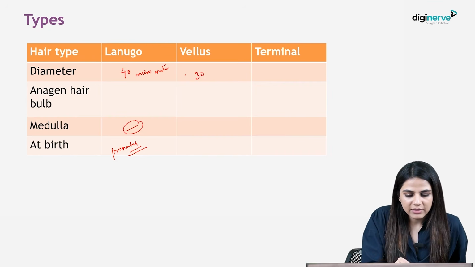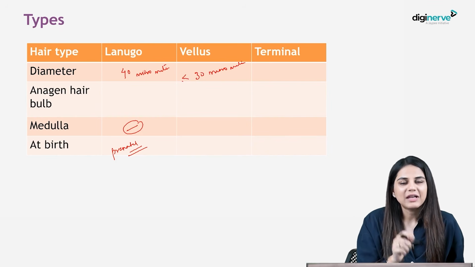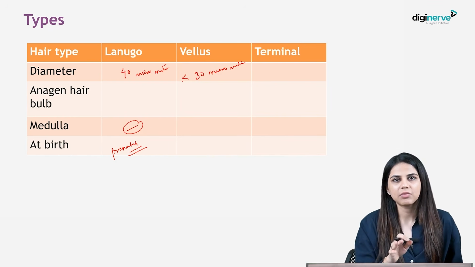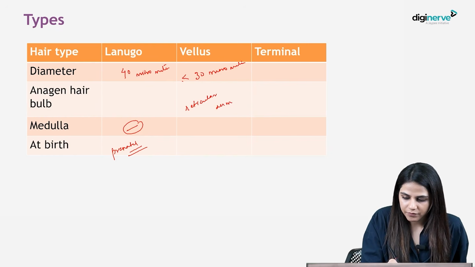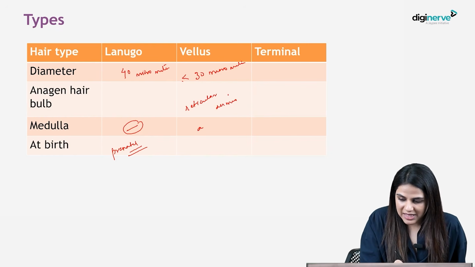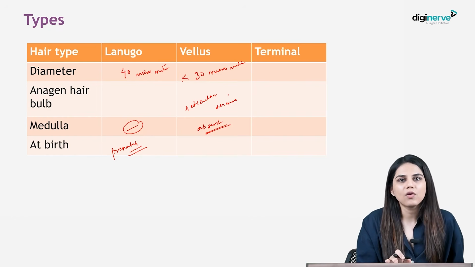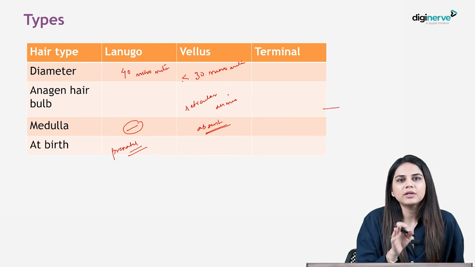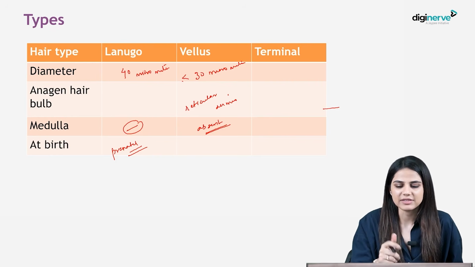Vellus hair, the diameter is less than 30 micrometer. Vellus hair are thin, fine hair which are present in certain parts of the body. The anagen hair bulb is present in the reticular dermis. Medulla is absent here also. Now, where all is vellus hair present on our body? Wherever terminal hair is present, except for that, our entire body is covered with thin, fine vellus hair.